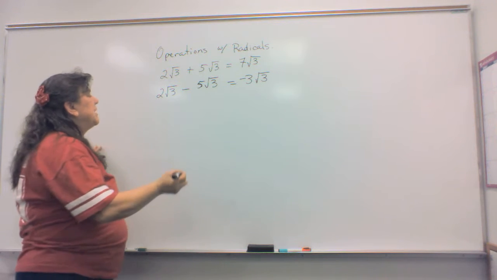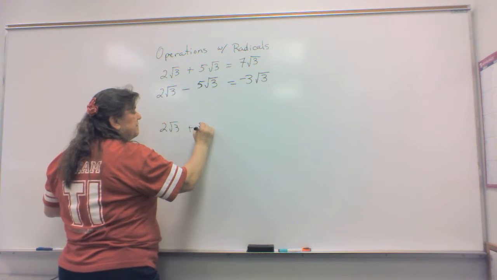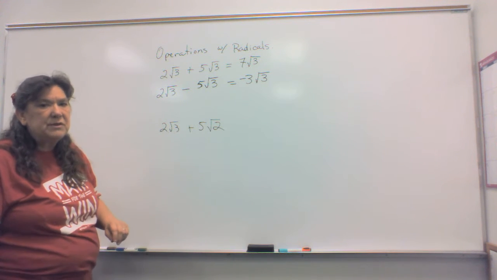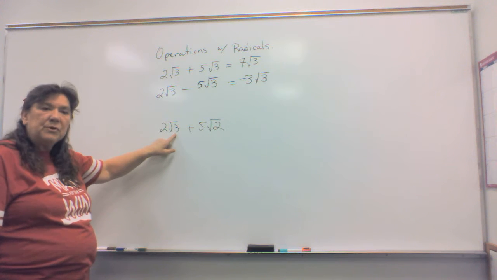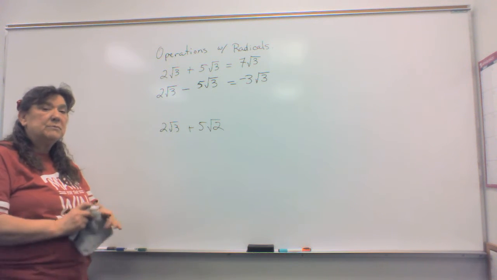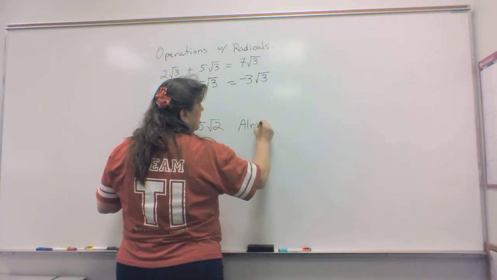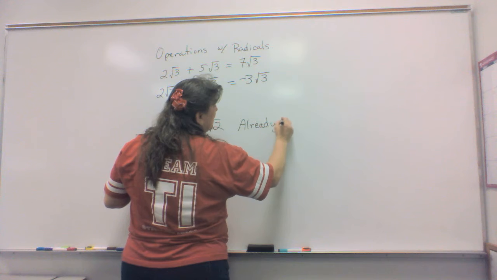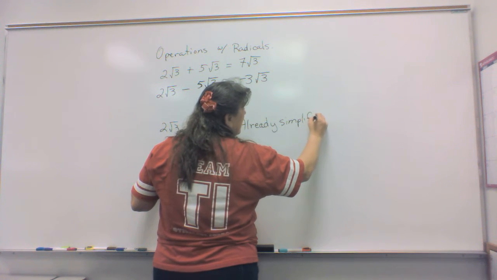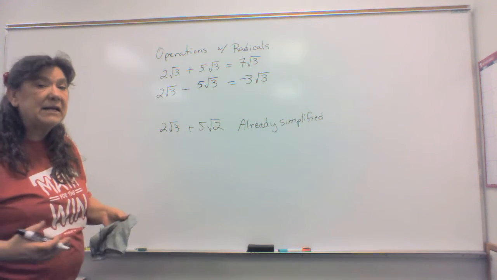What if we gave you 2 square root of 3 plus 5 square root of 2? Now what's wrong with this? Well, the square root of 3 and the square root of 2 are not like terms. Therefore, this is already simplified. The only thing you could do with this would be to plug it in a calculator and get an approximate answer, but it would not be an exact answer.